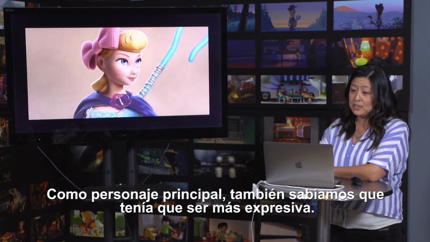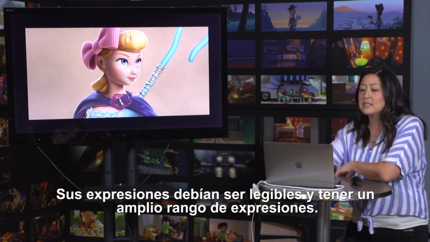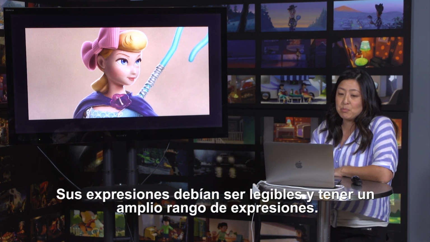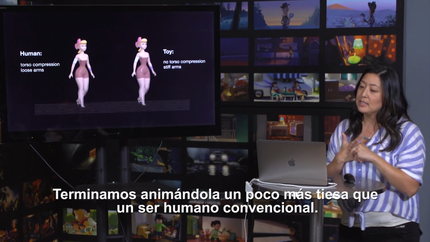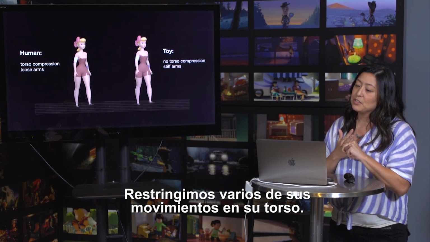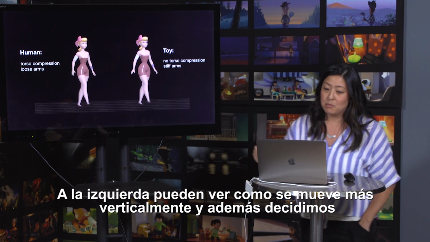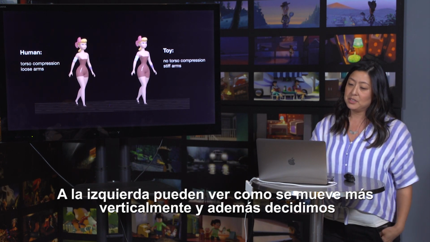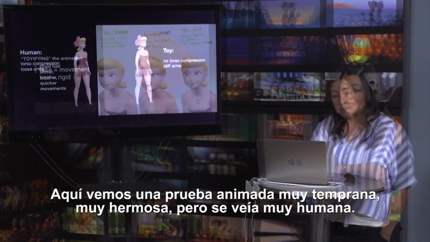And as a main character, we knew that she was going to need to be more expressive. Her facial expressions needed to really read, and she had to have a broad range of expressions. So we ended up animating her a bit stiffer than a typical human. We restricted a lot of her movements in her torso. You see on the left, it's moving up and down a lot more. And in addition, we chose to limit the movements of her arms and her wrists.